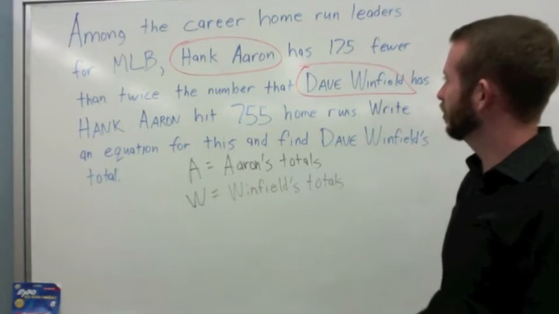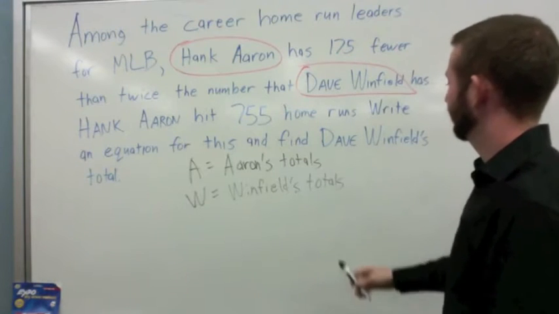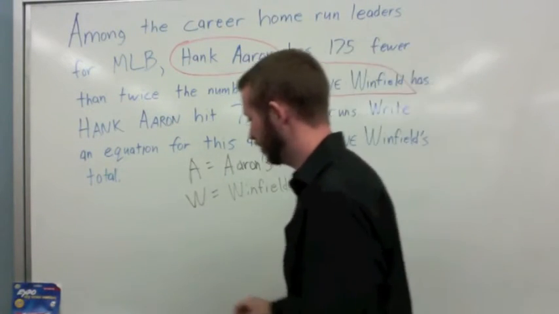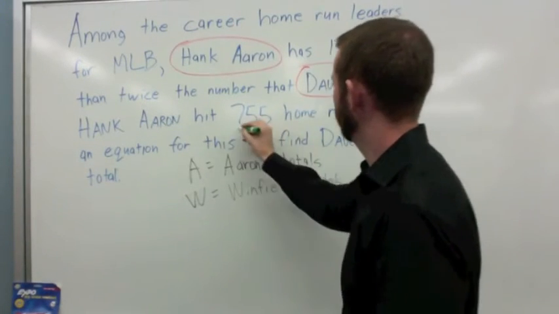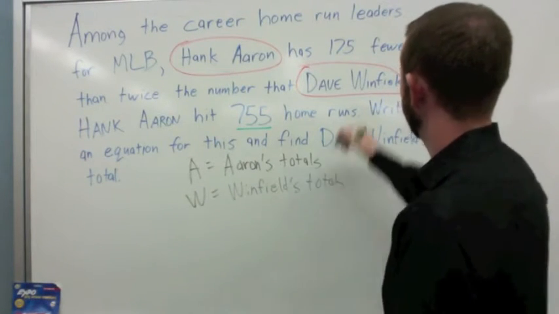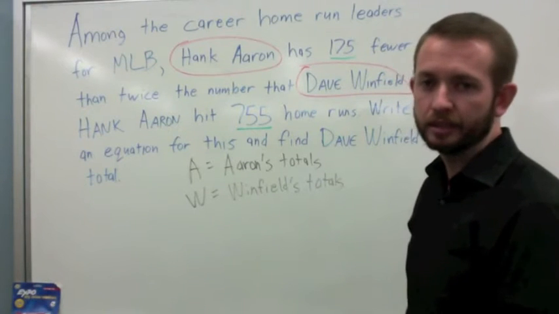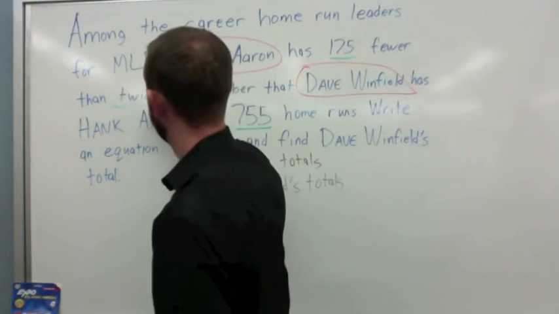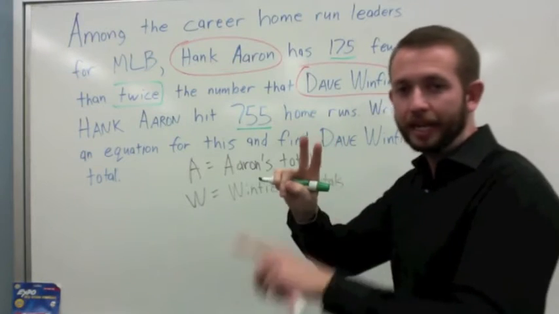There has to be some sort of correlation between the 755 that Hank Aaron hit and these other numbers. Let's take a look at all the numbers. Numbers are usually important in math problems. Hank Aaron hit 755. That's important. 175, I see that one too. Any other numbers, or are we done? I think there might be one more number. It's written as a word twice. You have to think of that as 2 times.